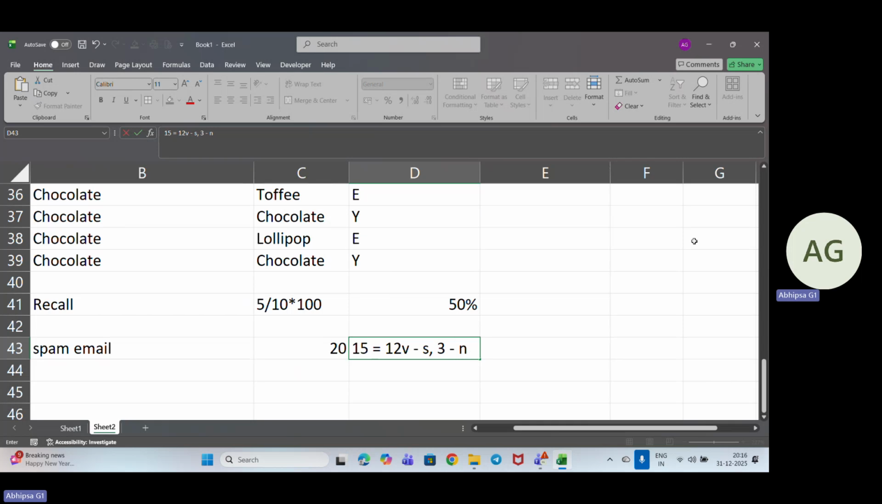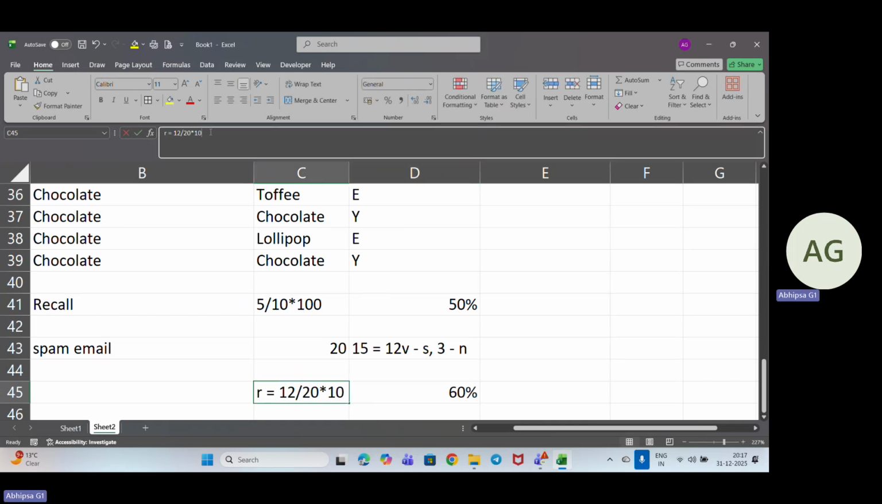Now coming down to the recall. What would be the recall value? Recall would be equal to the emails the model has caught as spam, that is 12, divided by 20, the total number of spam emails in the inbox, multiplied by 100. So that is giving around 60%. Okay, it would be 100, sorry.